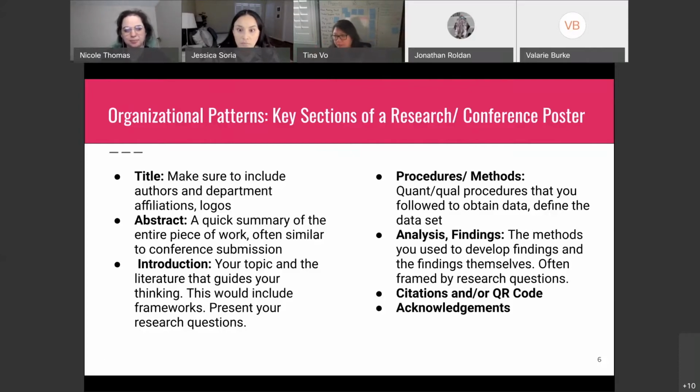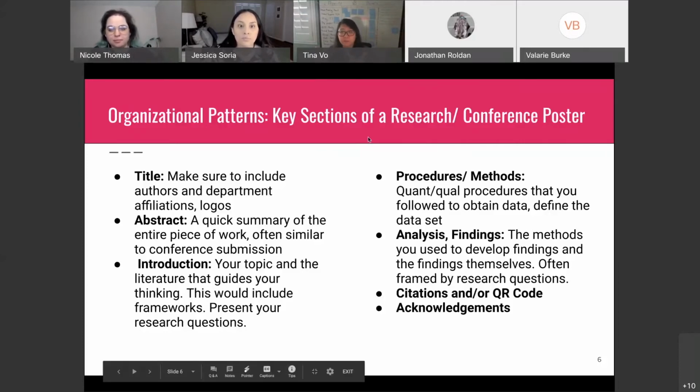Laura just pointed out that maybe their field is a little anti-abstract, and that's perfectly fine. All of these are take them or leave them. Sometimes the abstract and the introduction are combined.